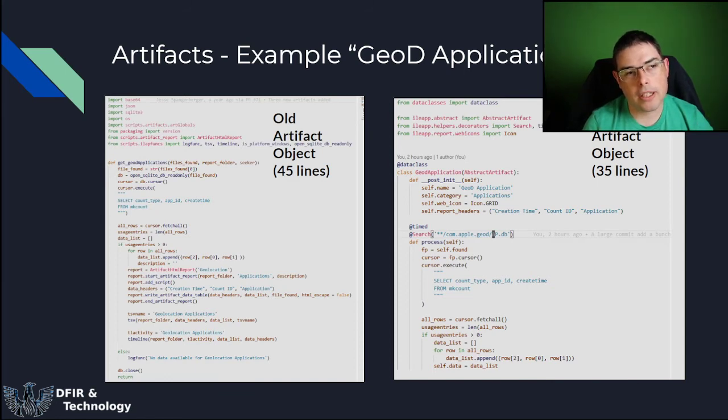So I'm going to use this example for an artifact. This is the GeoD application artifact. This is one of the ones I found during my thesis, during my master's program. On the one side, the old artifact is 45 lines, and the new artifact is currently 35 lines. You can notice the differences here: different imports, there are fewer imports on the new one. There's also less stuff dealing with reporting directly in the artifact. Here you're looking specifically at the artifacts themselves.